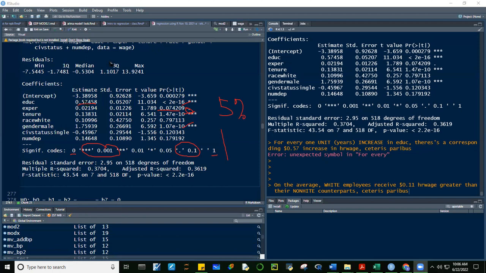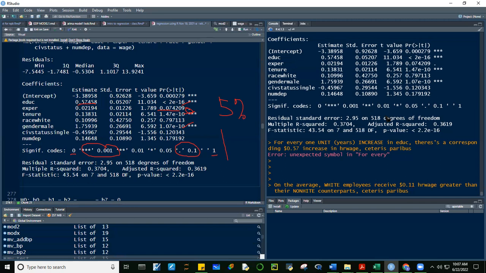Okay. How do we interpret this? Okay. Sabihin ko ah. So, itong -$3.39, this is the hourly wage of an employee who does not have any education. Years of education, zero. Walang years of experience. Okay. Walang years of tenure. Who is non-white, who is female, and who is married, and who does not have any dependents. Let me repeat that, guys. The intercept here, which is -$3.39, is the hourly wage of an employee who has 0 years of education, zero years of experience, 0 years of tenure, zero number of dependents, who is non-white, who is female, and who is married.